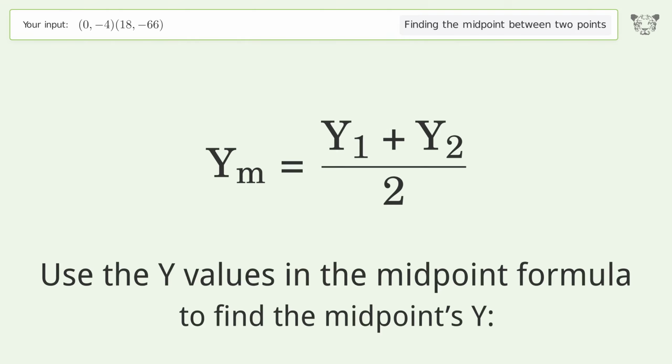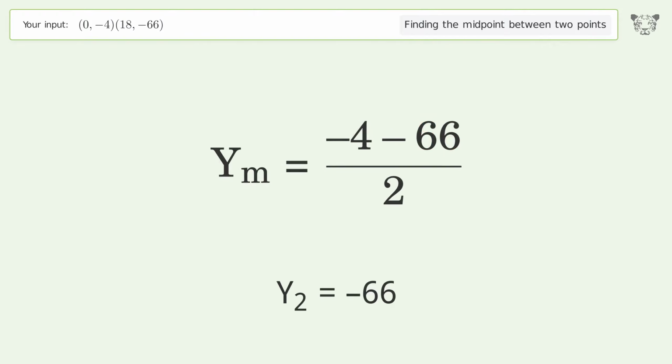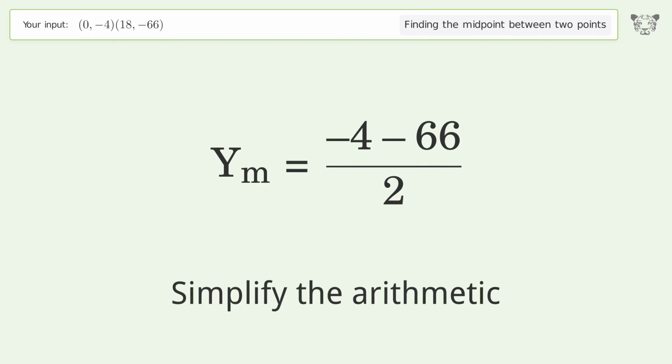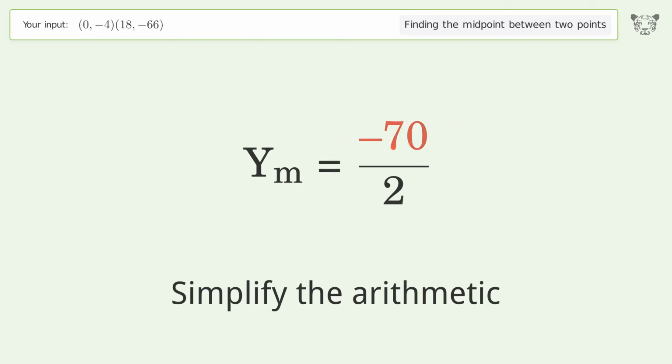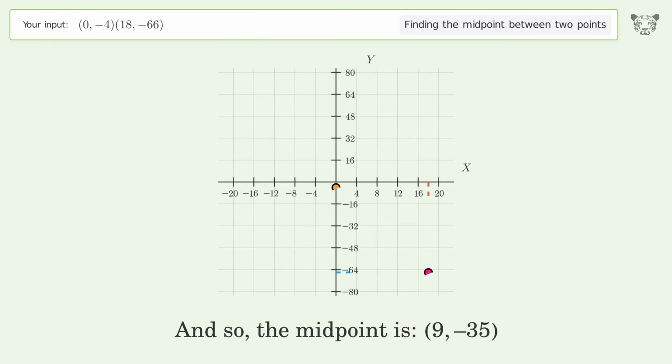Use the y values in the midpoint formula to find the midpoint's y. y1 equals -4. y2 equals -66. Simplify the arithmetic. And so, the midpoint is 9, -35.